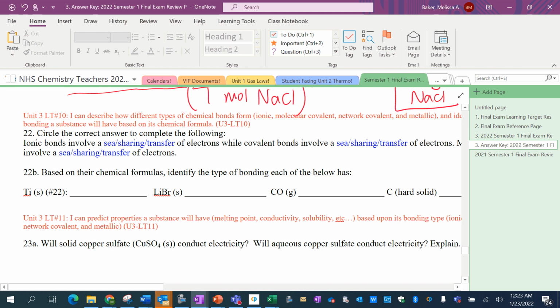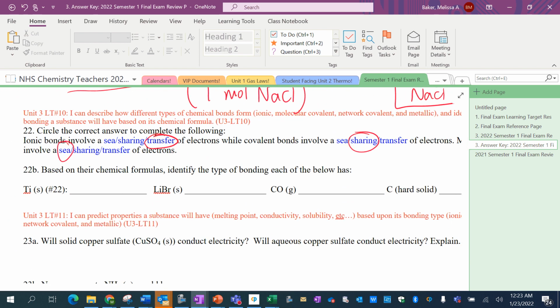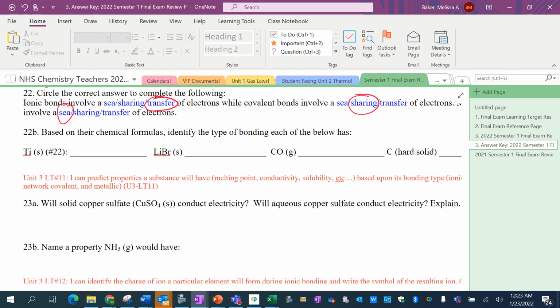Bonding. Ionic bonds involve a transfer of electrons, while covalent bonds involve a sharing, and metallic bonds involve a sea of electrons. Okay, and then there's that nice little flow chart which tells you that if something is a metal, like number 22, that it's going to have metallic bonding.